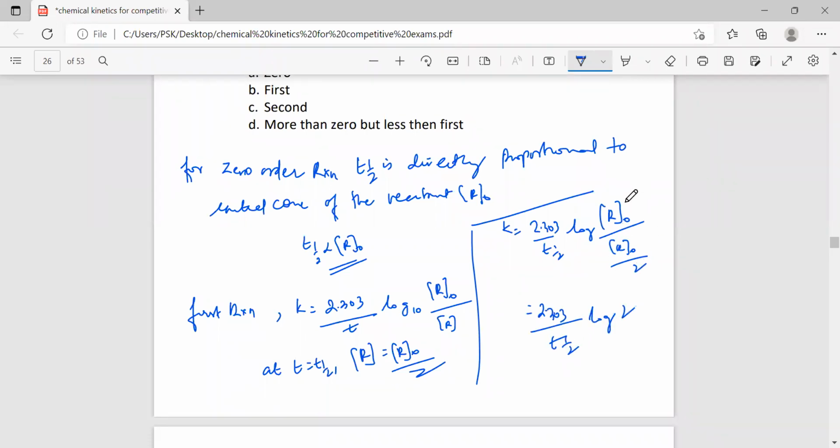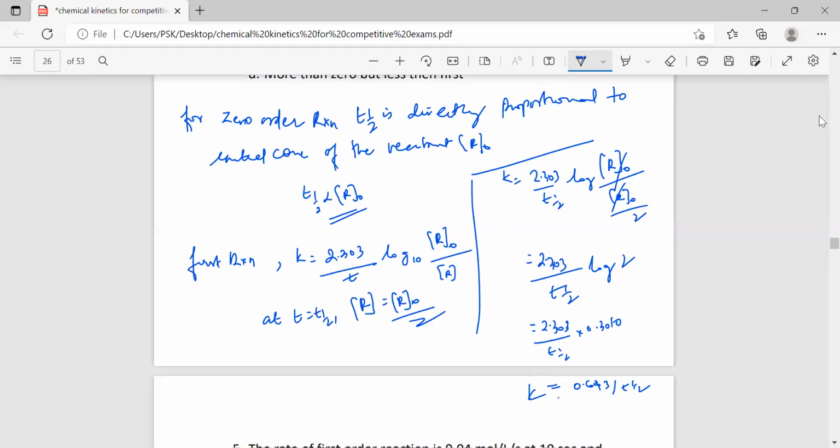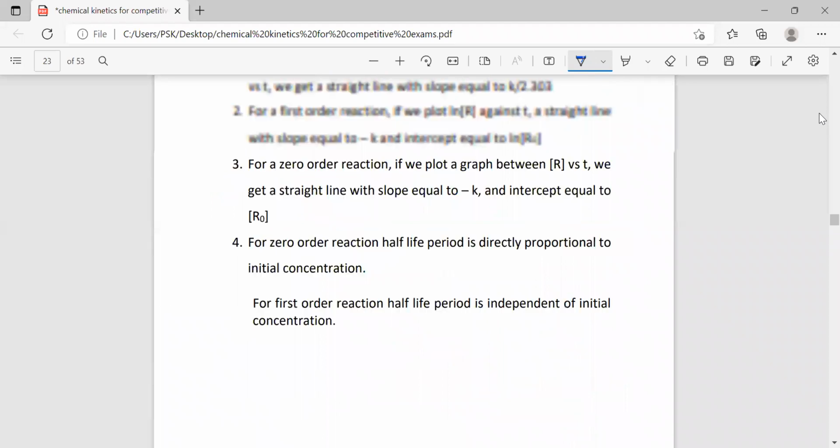This 2 goes to the numerator, R naught will get cancelled. So log 2 value is how much? 0.3010. That is equal to 0.693 by T half. K is equal to 0.693 by T half. We have derived the rate constant for a first order reaction.